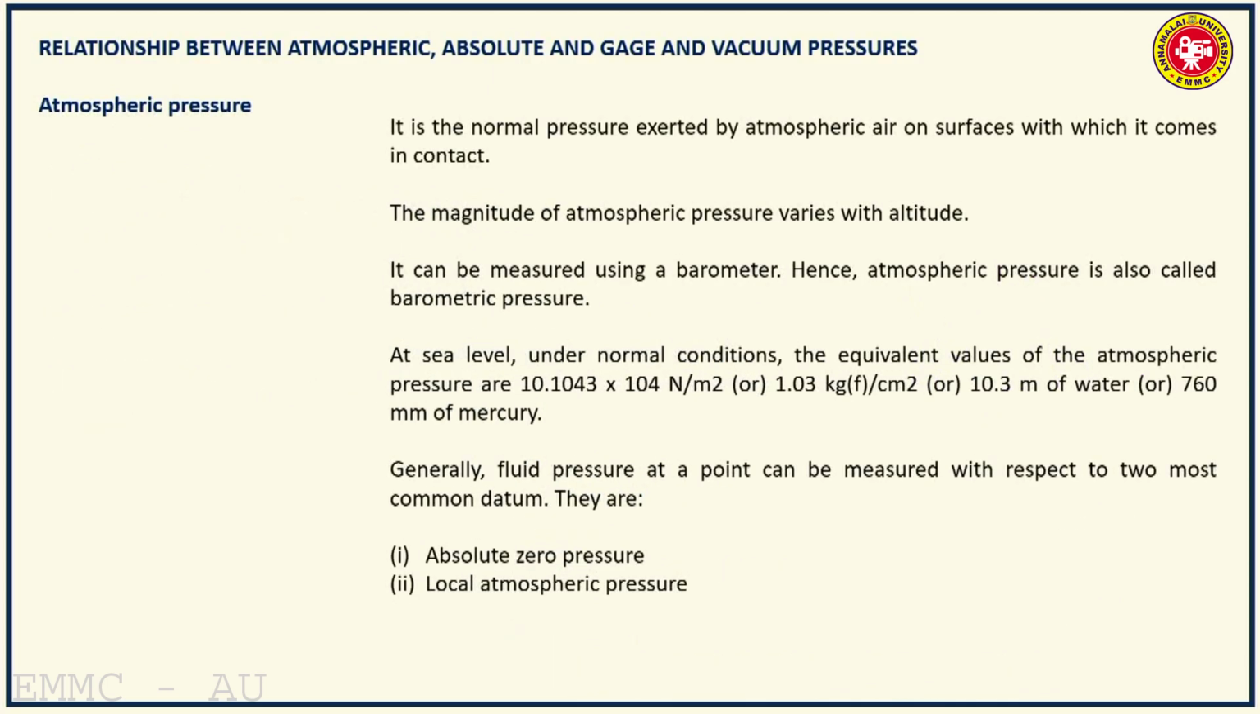Now, let us derive the relationship between atmospheric pressure, absolute pressure and gauge and vacuum pressures. So, we are talking about 4 pressure terminologies: atmospheric pressure, absolute pressure, gauge pressure and then vacuum pressures.